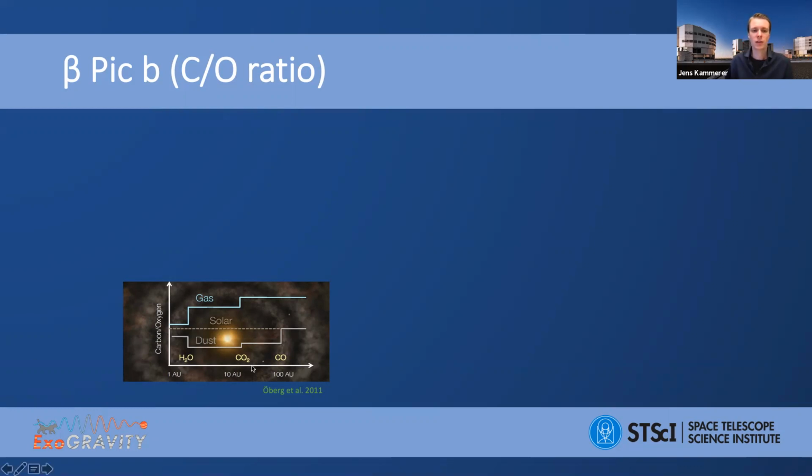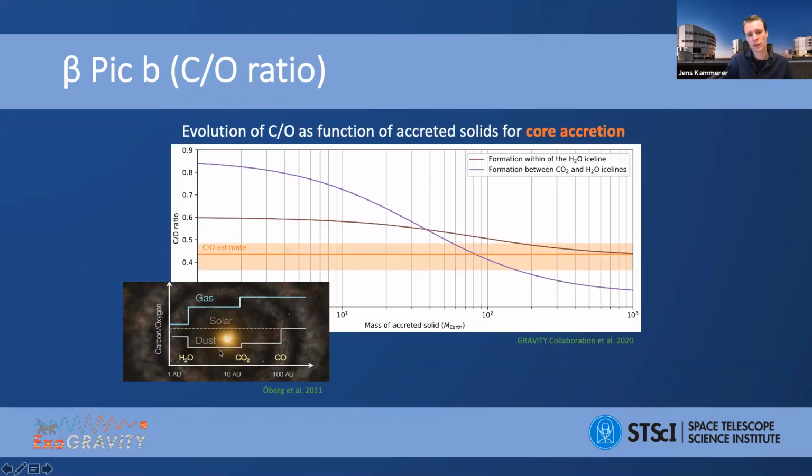And based on this paper, Mathias Nowak and the GRAVITY Collaboration developed a framework to trace the evolution of the C/O ratio of Beta Pictoris b as a function of the accreted solid material for this core accretion scenario of planet formation. And they found that for a formation somewhere between the carbon dioxide and the water ice lines, so somewhere here, accreted material mass of about 100 Earth masses, which sounds reasonable for a planet of several Jupiter masses, would be sufficient to lower the C/O ratio to the observed value.